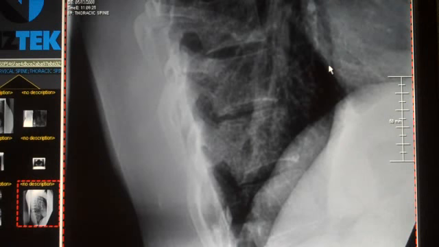We do see from the back of the heart right here to the front of the vertebral body is called the retrocardiac interspace. And so again, that's just the space from the back edge of the heart to the front of the vertebral bodies.